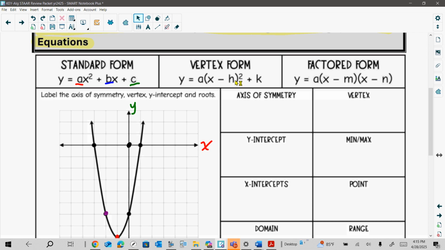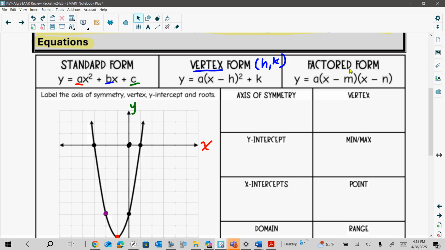Vertex form is where y equals a, parentheses x minus h, parentheses squared, plus k. In vertex form, the keyword vertex is your h and k. We want to plug it in. Remember, whenever we take the h out, we do the opposite, or if we plug it in, we do the opposite.